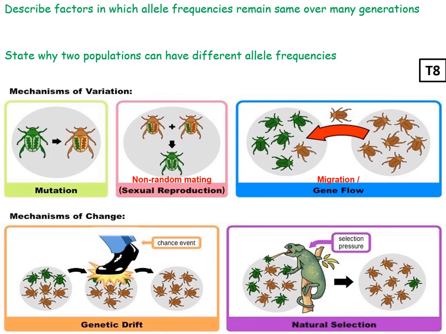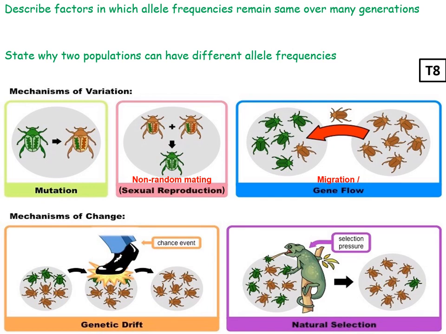Non-random mating, which is also known as sexual reproduction, could also cause a change in the allele frequency. If you have random mating, then there's less possibility of allele frequency changing. When it's non-random mating, so there is an advantage on a certain allele, then that allele frequency is more likely to increase in the population, whereas the other alleles will decrease. So that causes an allele frequency to change.